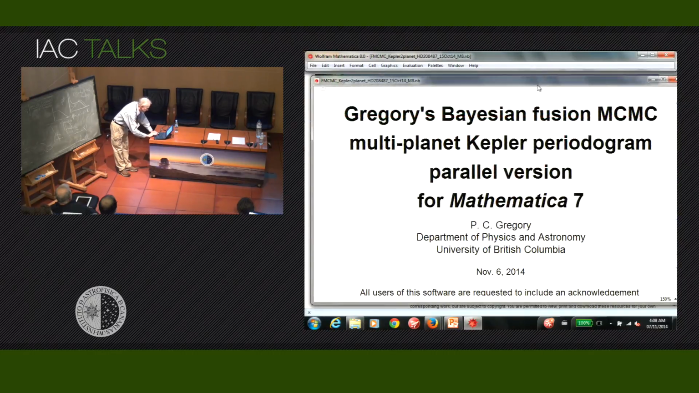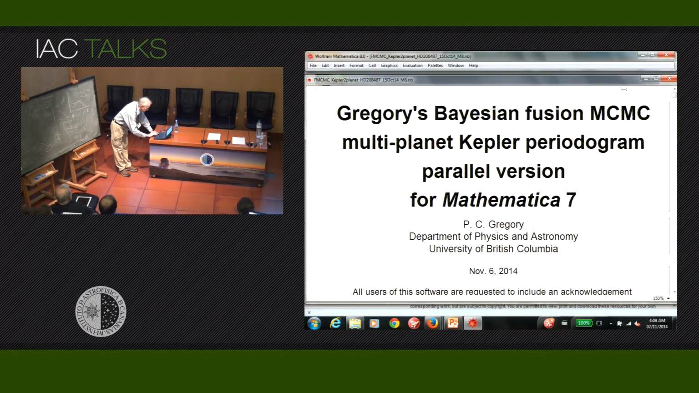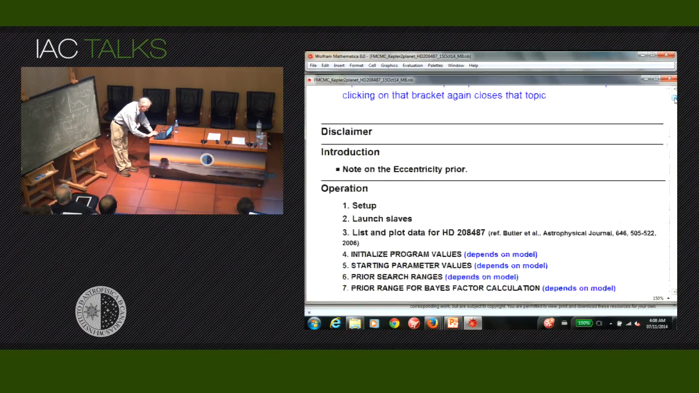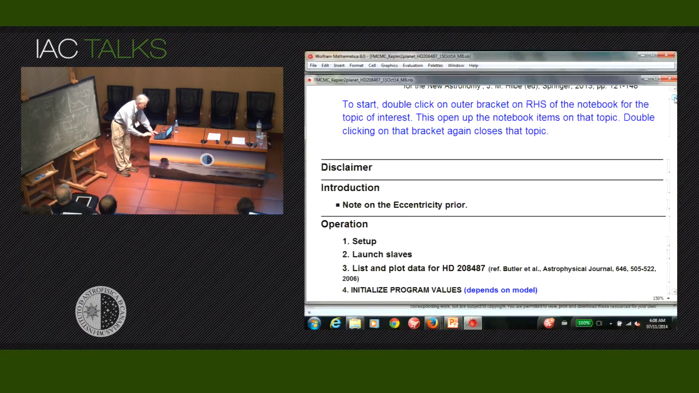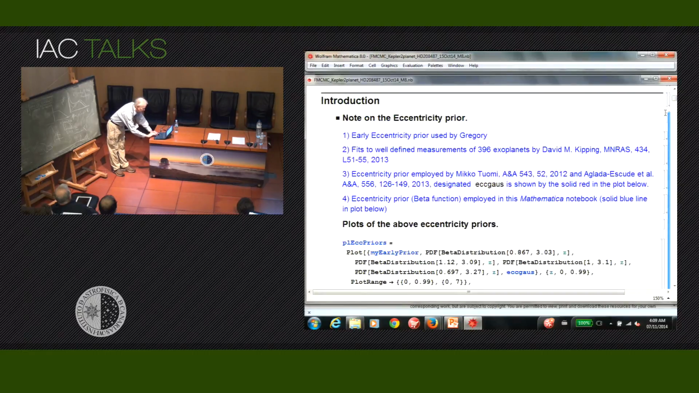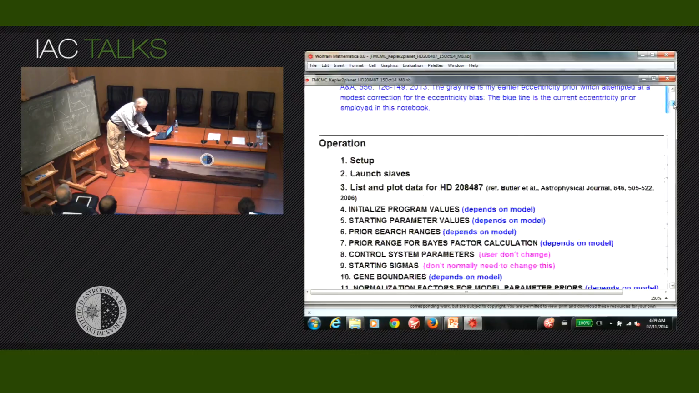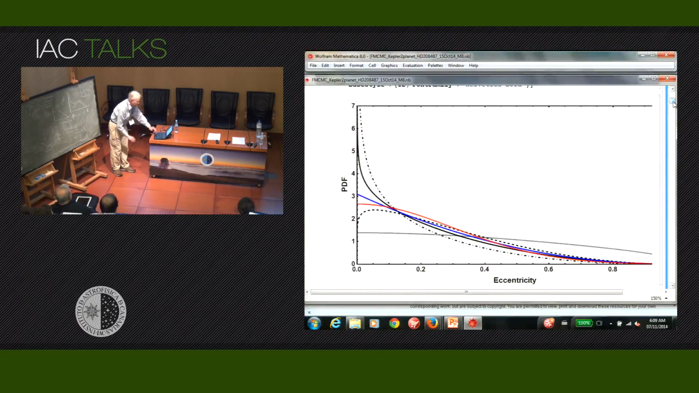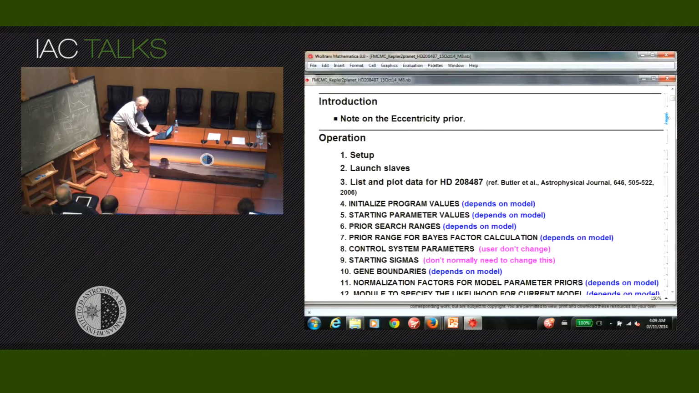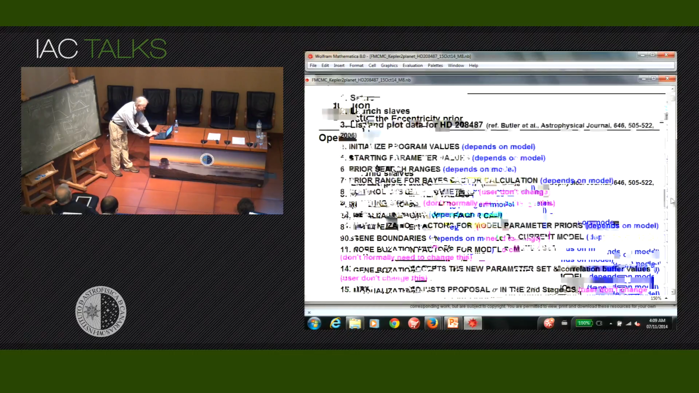All right, so this is what it looks like. If you're not familiar with Mathematica notebooks, not only are your programs in there, but all your documentation fits in there as well. And I just have this brief thing at the beginning here, which shows the eccentricity prior that you've seen already. It gives some background information on that. So let's just walk through the layout of it.